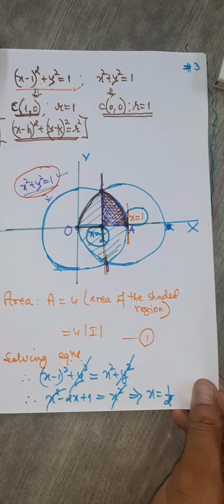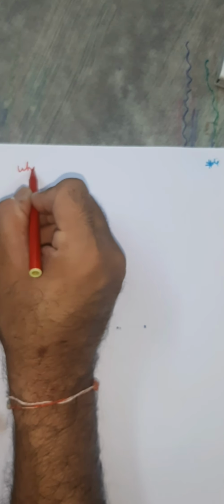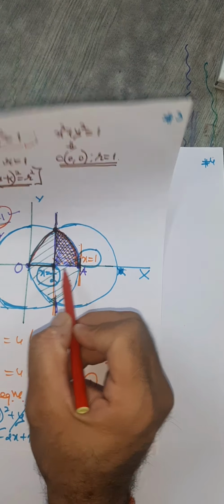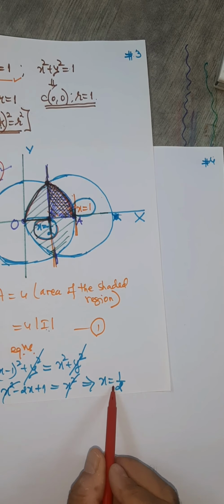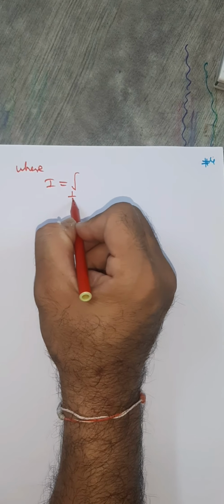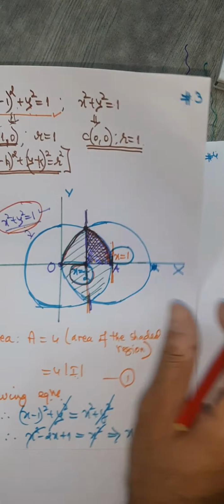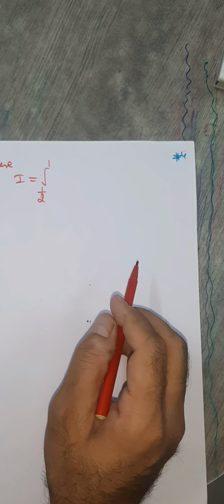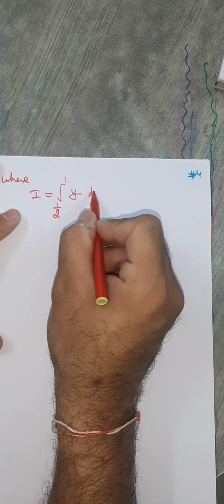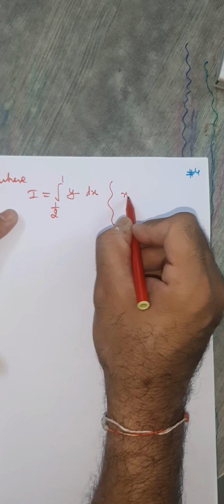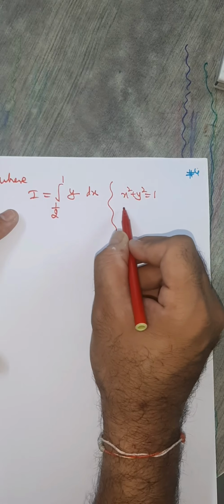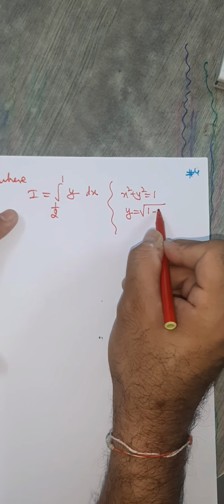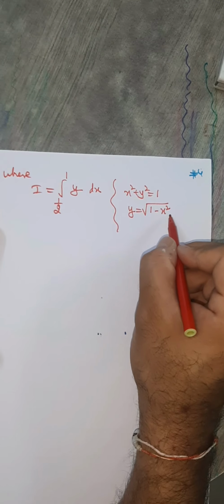Fine? Okay, so now I'm writing I. What is that I? Let me write that. I is the integration from half to 1. Here is half. We have already done this. So the integral from half to 1, bounded by this circle. Remember, we are finding the area bounded by this circle, right? y dx. Now what is y? We have x square plus y square equals 1. From this you take out y, it is the root of 1 minus x square. Okay, and here y is positive.